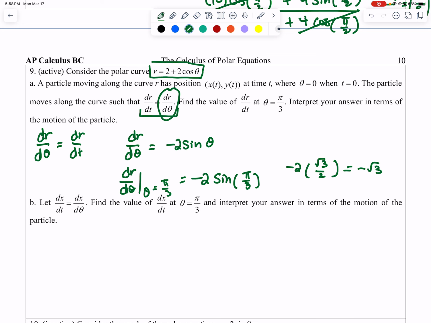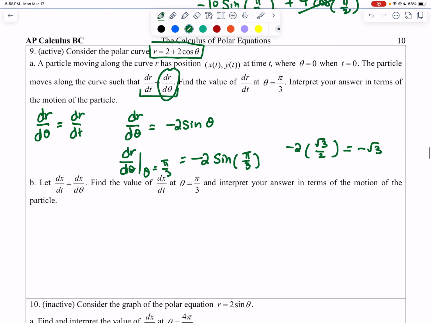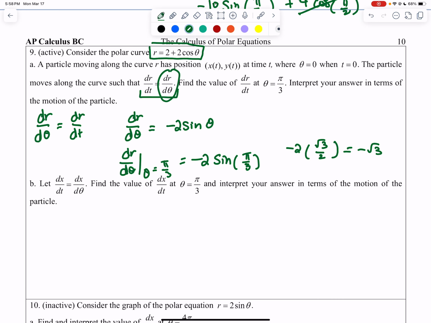Okay, so for this one here, we know that dx/dt is equal to dx/dθ, and we want to find the value of dx/dt when theta is pi over 3. So good news for us, we have theta right here. That's great. So now we need to connect theta in terms of x.